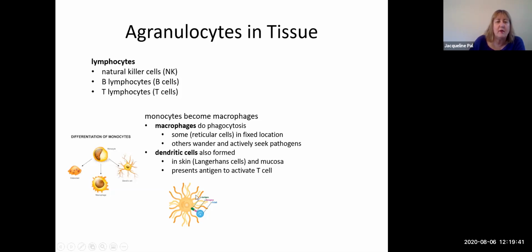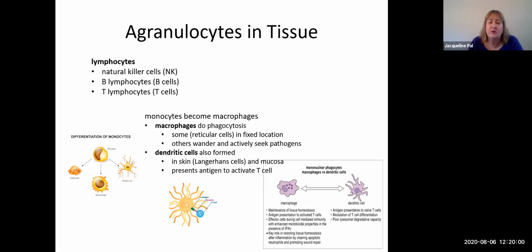When they come across an antigen, they will phagocytose the antigen and chop it up. Then they actually present the antigen so that it will activate a T cell, as we will learn about in a subsequent Zoom video. This little square in the bottom right-hand corner is just so you can recognize the differences between macrophages and dendritic cells, even though they come from the same monocytes circulating in the blood.